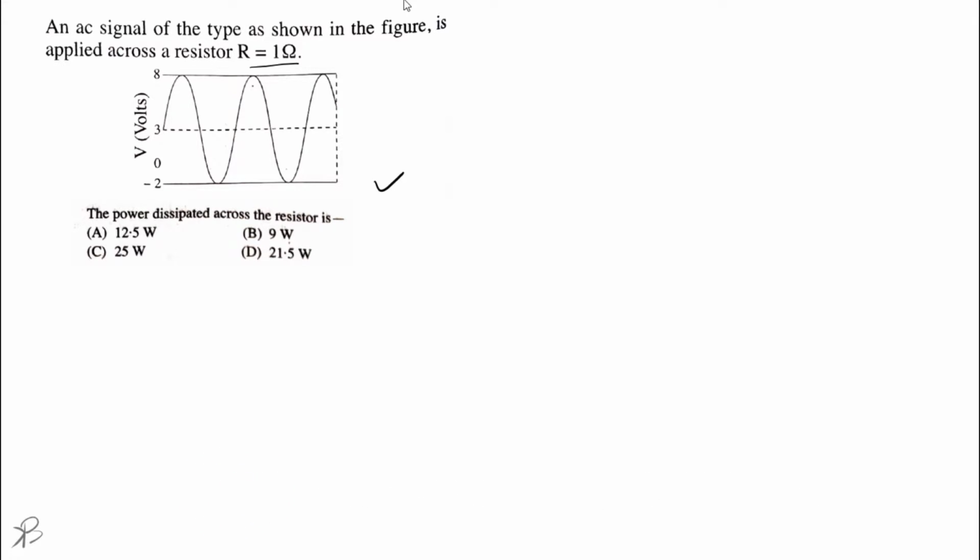Okay, now from the graph we can see that the peak to peak voltage is 10 volt, but at t equal to 0 it starts from 3. So basically V naught is 3. That means we can write V as 3 plus 5 sine omega t, right? Because it starts from 0, so this is sine omega t.